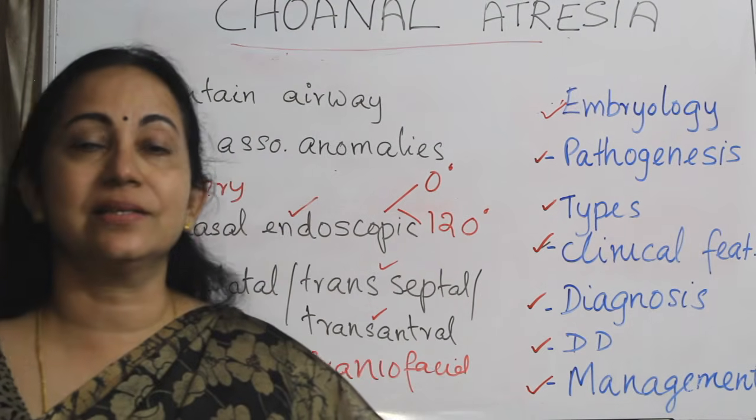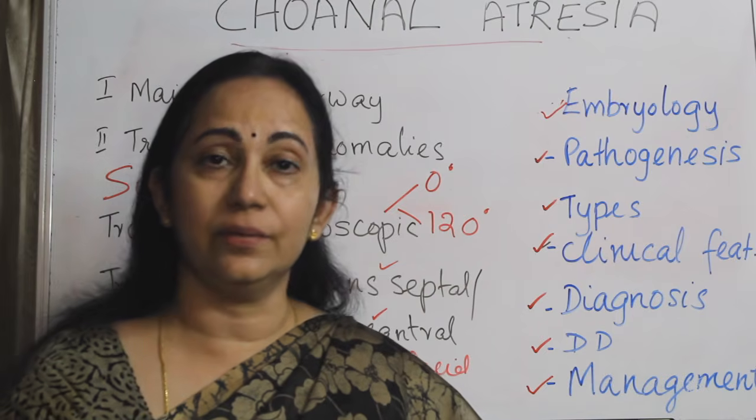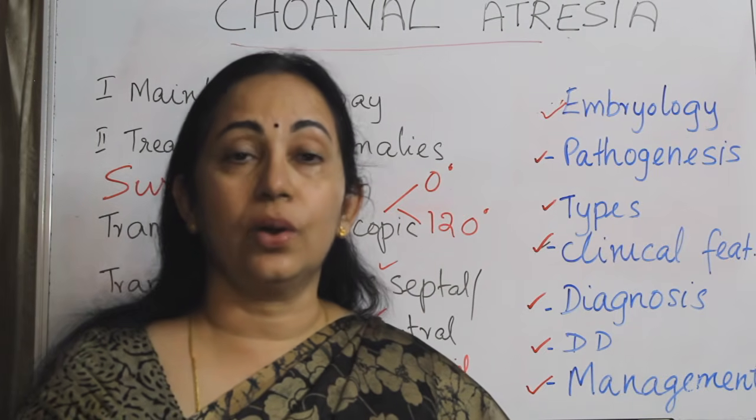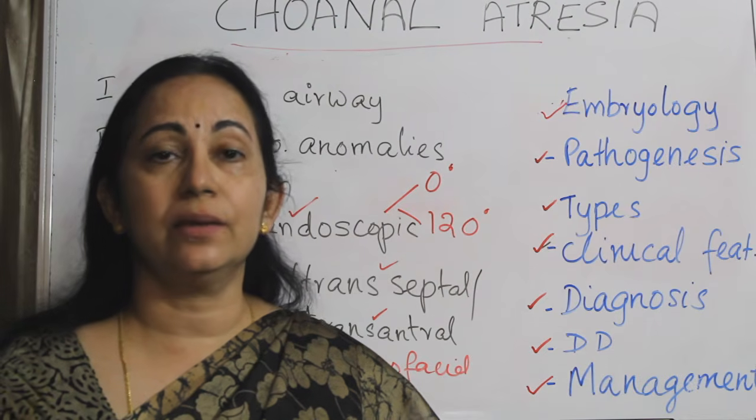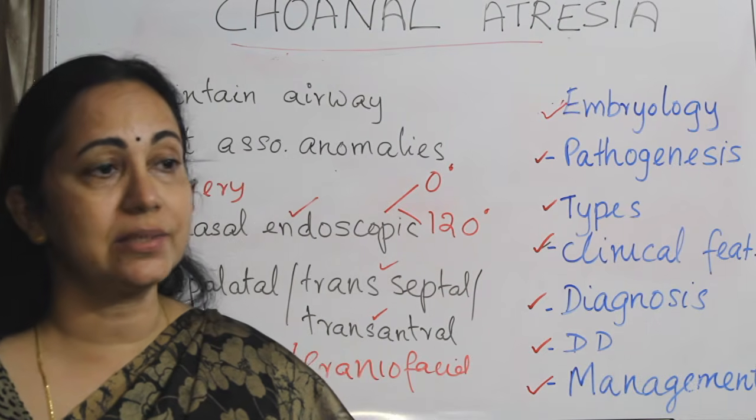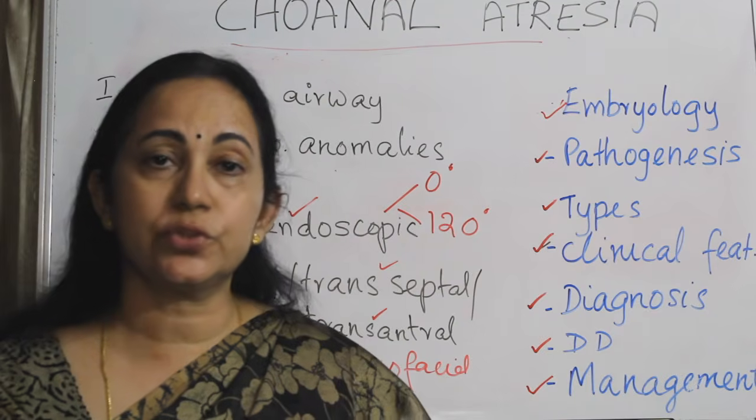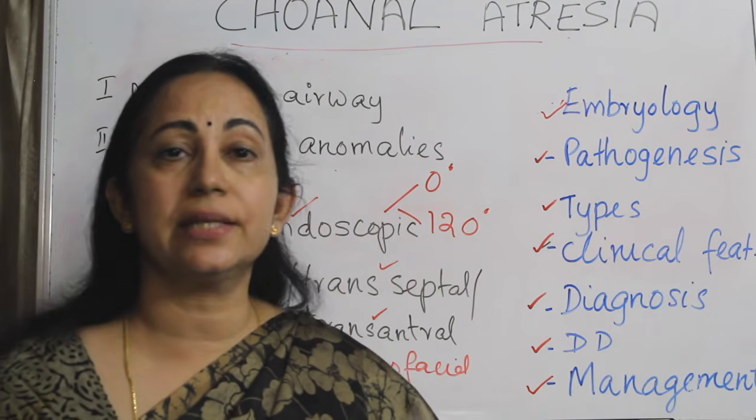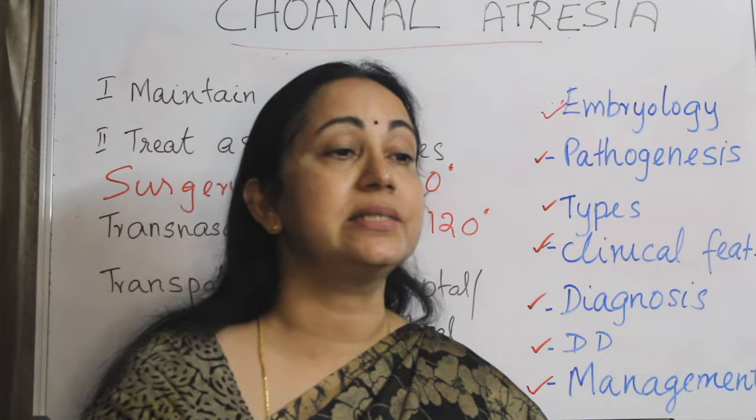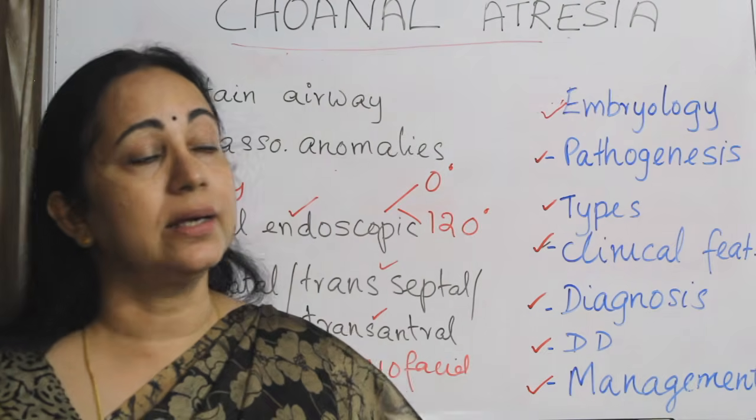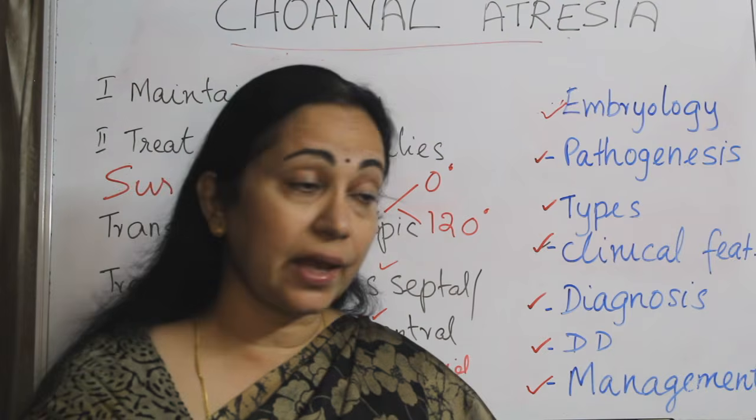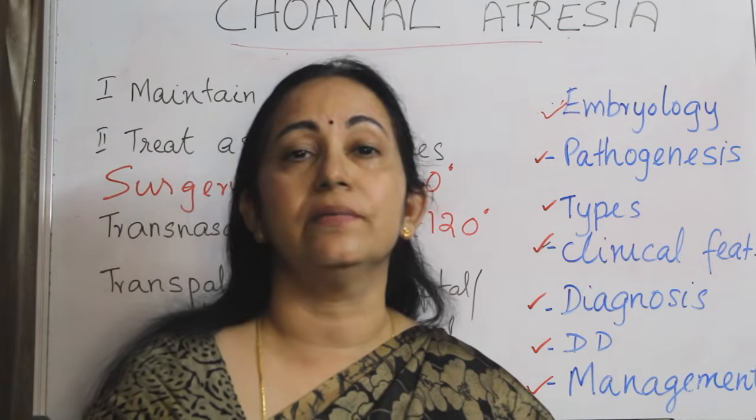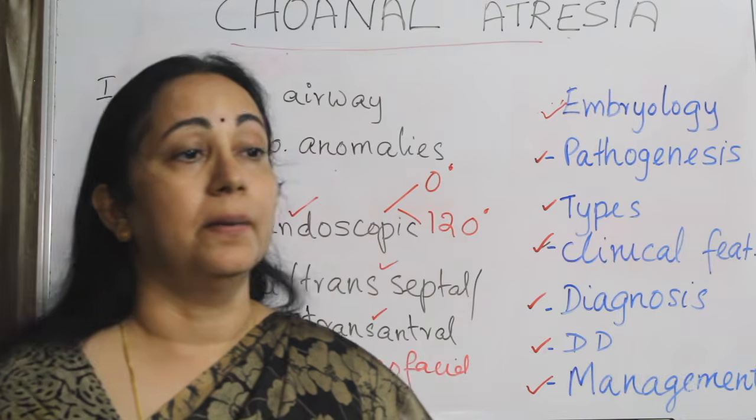So always consider choanal atresia in a child with cyclic or paradoxical cyanosis, and CT scan of the nose and nasopharynx is the investigation of choice, and transnasal endoscopic surgery is the treatment of choice. Early identification and management of the airway saves life, and the surgery will give a long-term benefit.